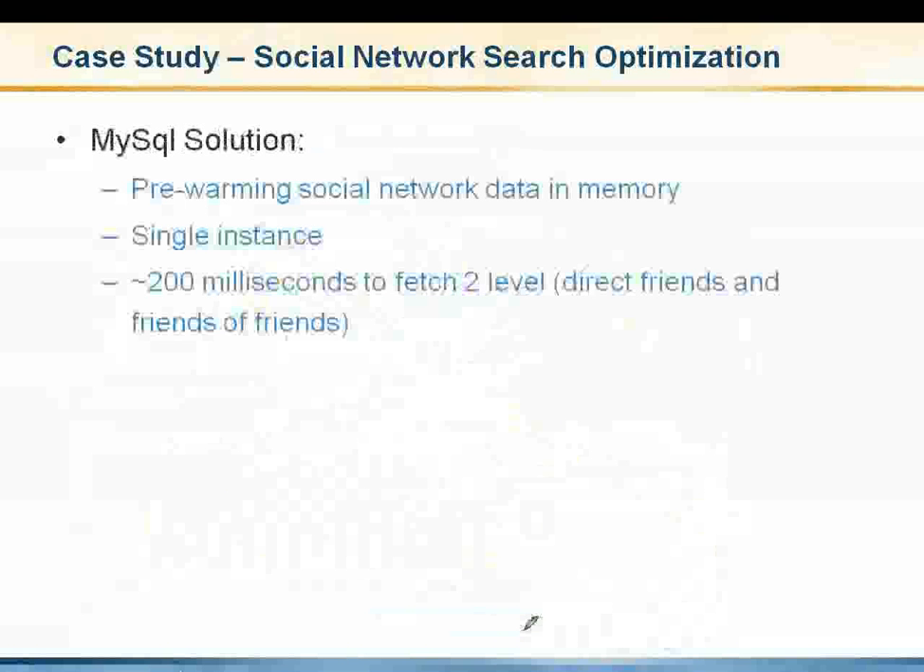The solution that was previously used was a MySQL-based solution. It basically took the whole social network and preloaded it into memory. There was a single instance, so of course scalability is a bit difficult to achieve. If you think about it, sharding is not simple to do with this type of solution. And fetching two levels, which means the direct friends and the friends of friends, took around 200 milliseconds. And remember again, MySQL all in memory.